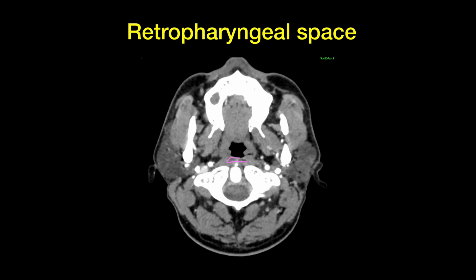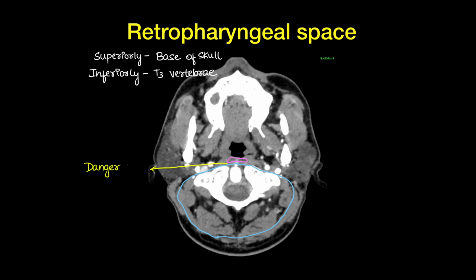The next midline space we'll discuss is the retropharyngeal space. Again, I've marked it in pink just behind the pharyngeal mucosal space. Superiorly, it starts from the base of the skull. Inferiorly, it extends up to the T3 vertebral body. So at T4, the thoracic inlet begins. Behind it, we have the perivertebral space.